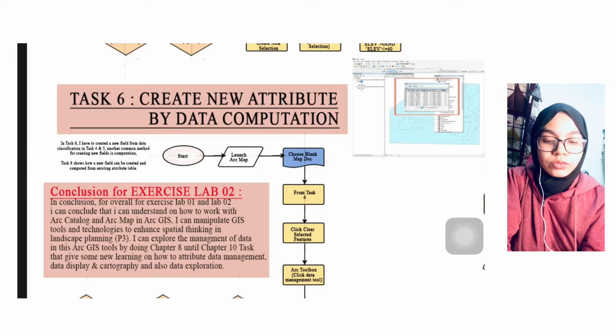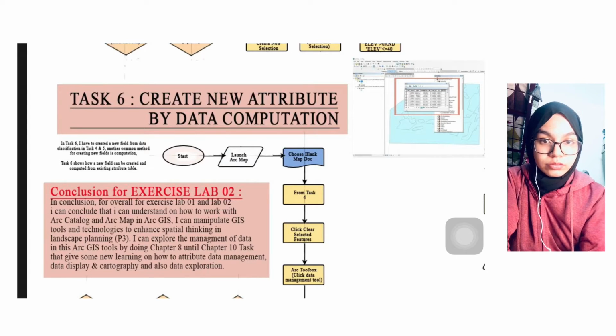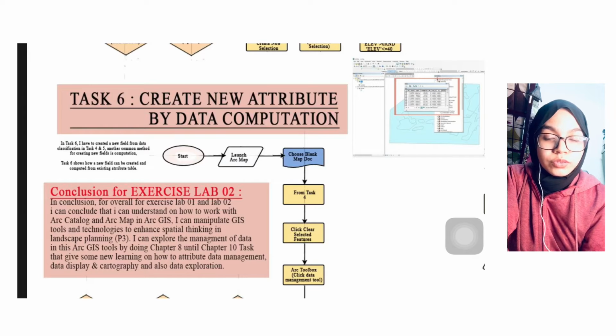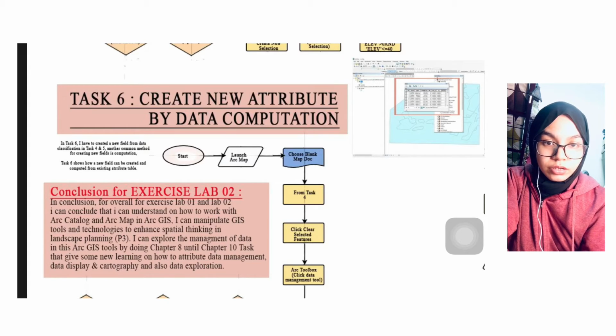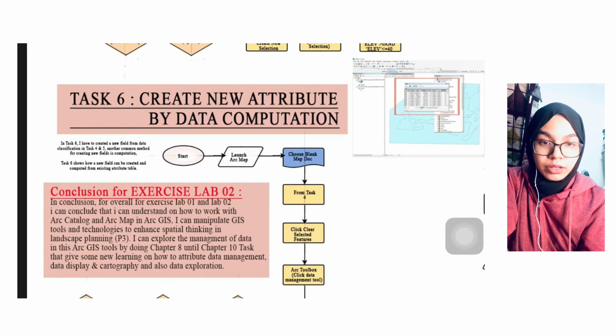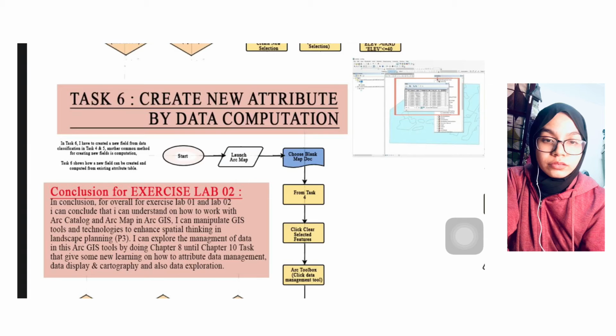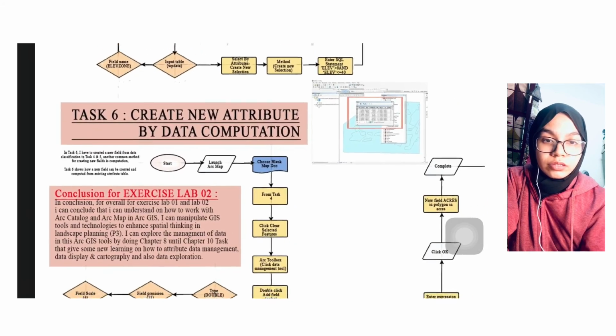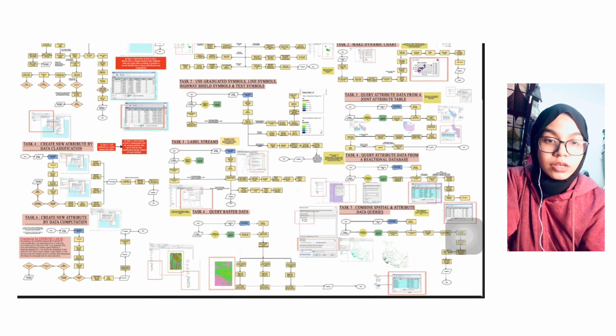In conclusion, overall for Exercise Lab 0 and 2 that I have learned, I can conclude that I understand how to work with ArcCatalog and ArcMap in ArcGIS, and I can manipulate GIS tools and technologies to enhance spatial thinking in landscape planning. I also can explore the management of data in these ArcGIS tools by doing Chapter 8 until Chapter 10. Thus, it gives me new learning on attribute data management, data display, cartography, and also data exploration. Thank you. That's all from me.